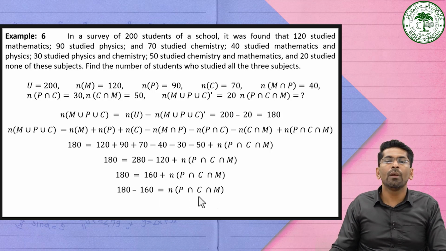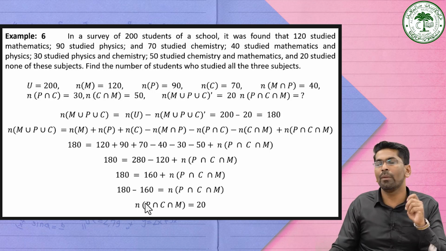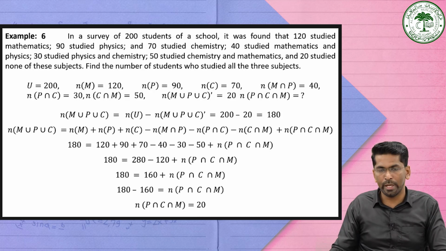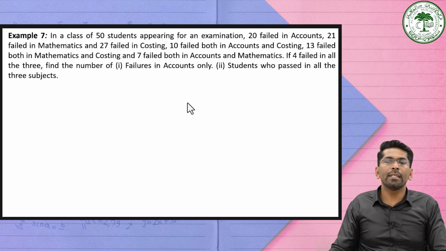That is 180 minus 160, which is 20 students. These 20 students studied all three subjects, that is the number of elements in physics, chemistry and mathematics. That is, all three subjects are studied by 20 students. Now we are going to consider another example.